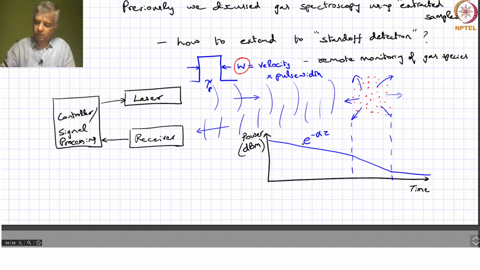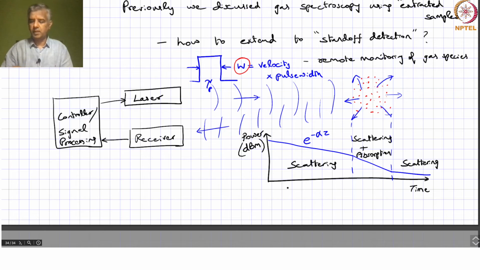losses in the atmosphere. So what is happening in this region? There is just scattering related losses, and in this region also there is just general atmospheric scattering related losses. But in this region you have both scattering as well as absorption. So the rate at which the power is decreasing is going to be more than in the other regions.